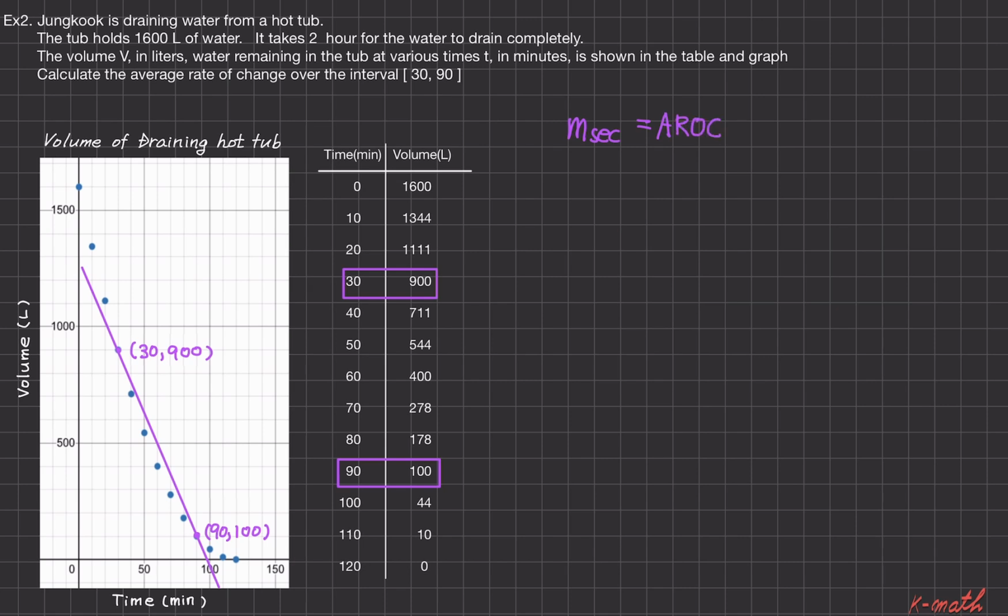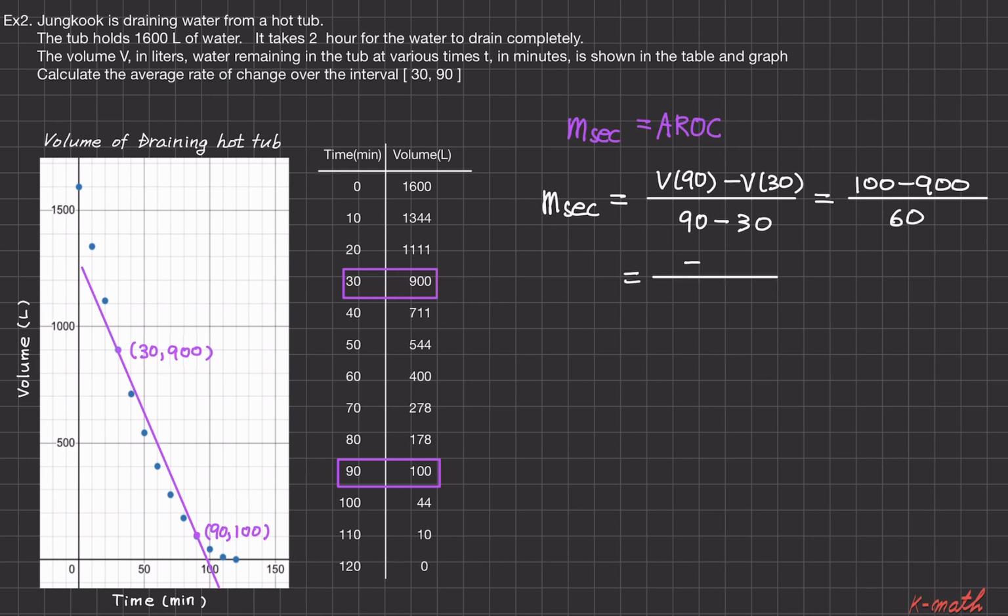In this case, the slope of the secant line is V of 90 minus V of 30 over 90 minus 30, equals 100 minus 900 divided by 60, which is minus 800 over 60. It gives me minus 13.3.